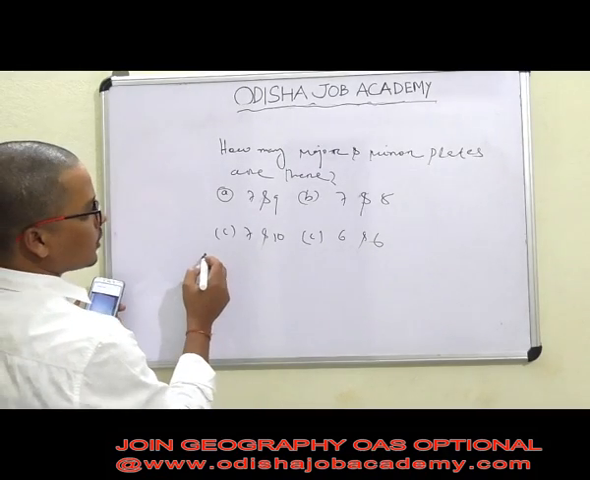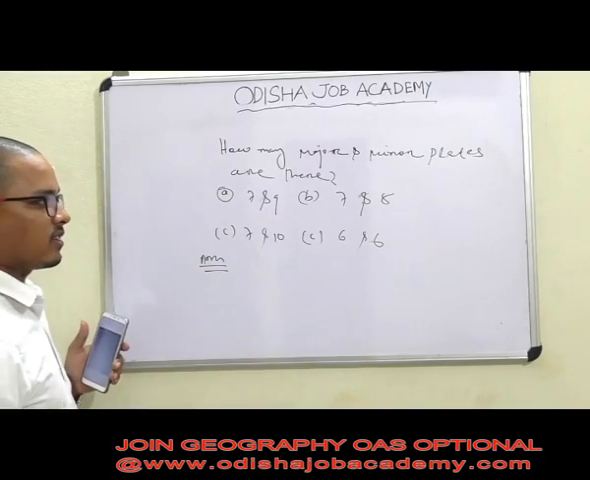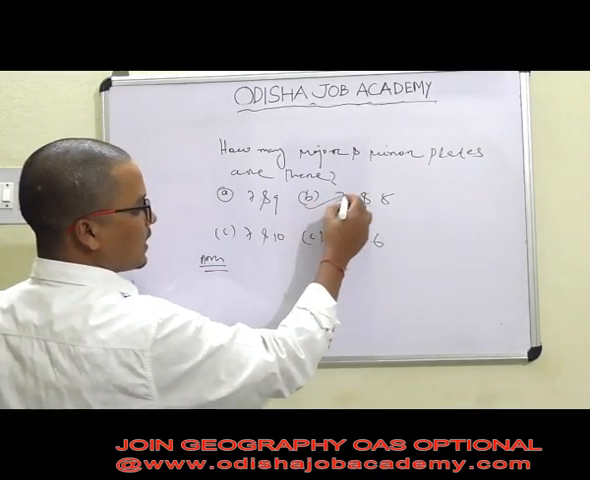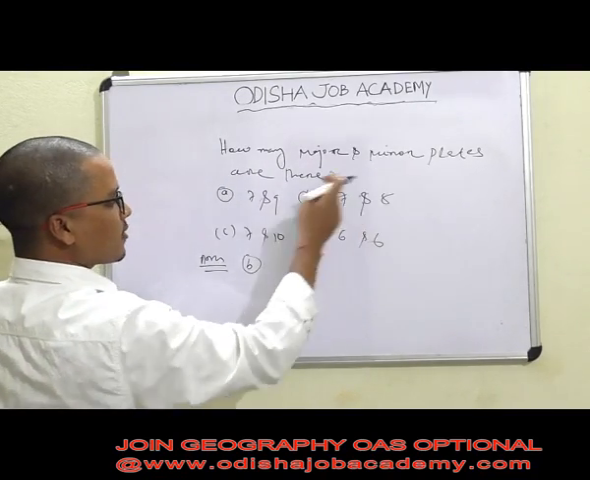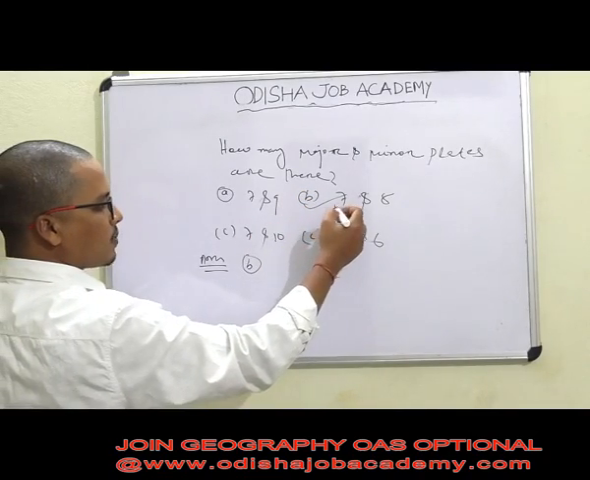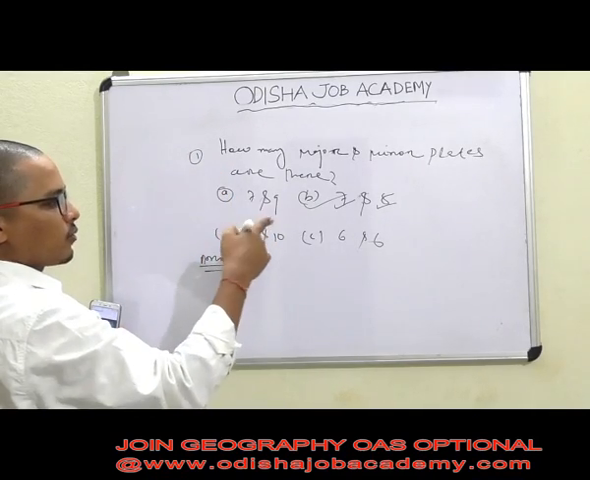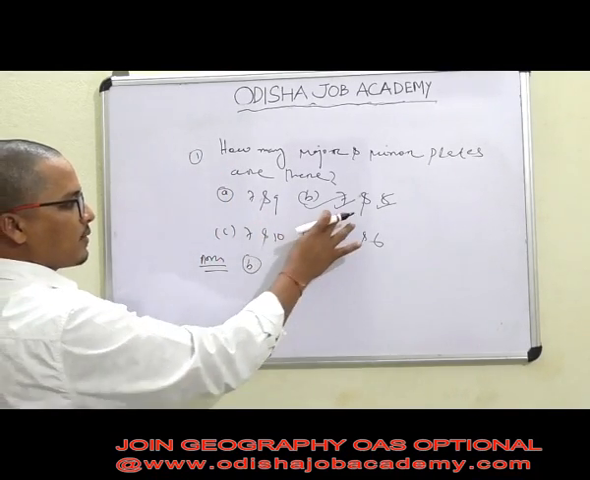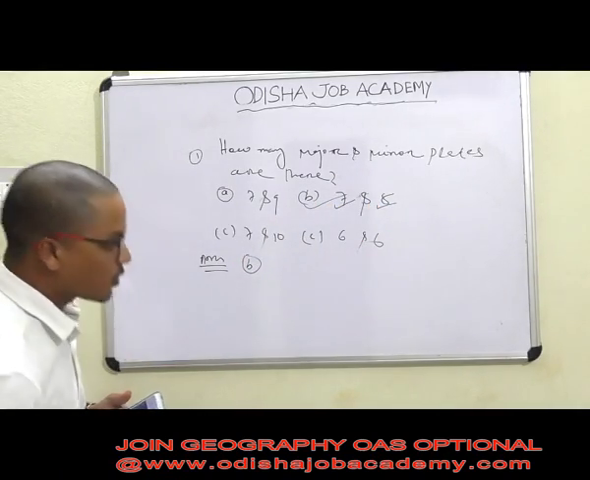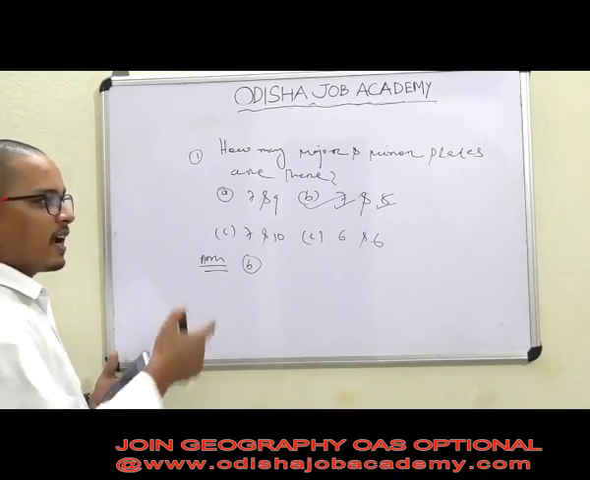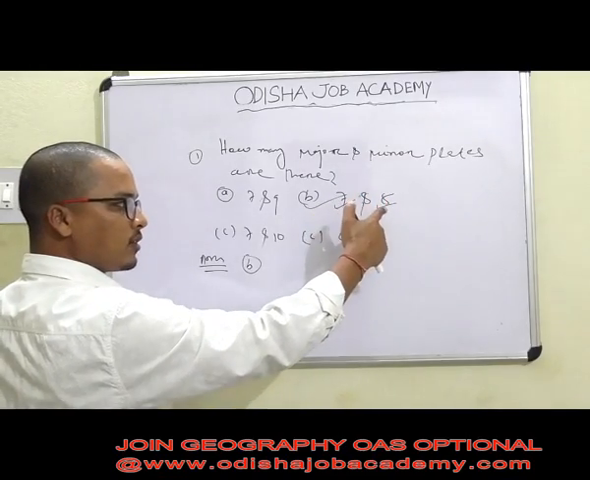So guess what would be the answer? Your answer is 7 and 8. So the answer is B. How many major plates and minor plates are there? There are 7 major plates and 8 minor plates. This is question number 1, and the answer is here: 7 major plates and 8 minor plates. Now the question and answer are finished. Now we will go to what is a plate, which are the major plates, and which are the minor plates.